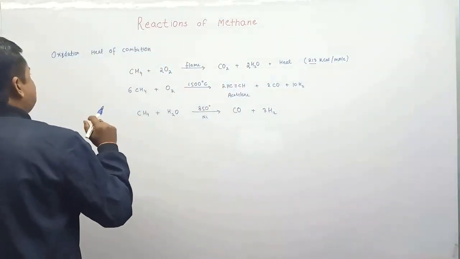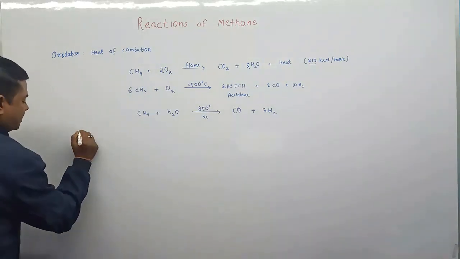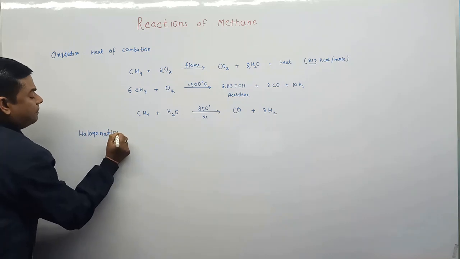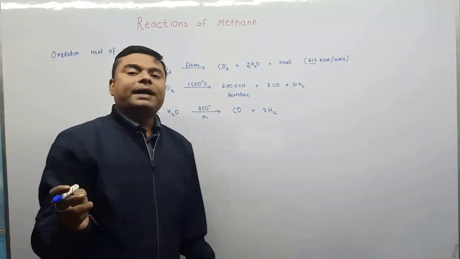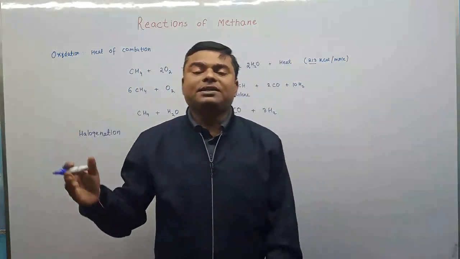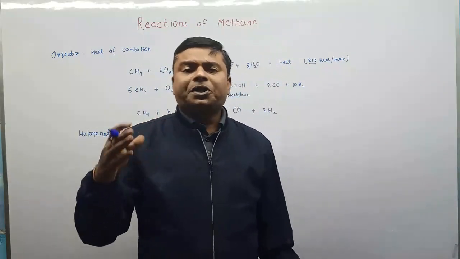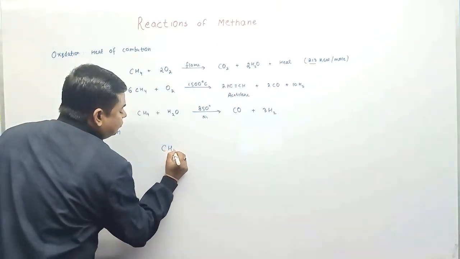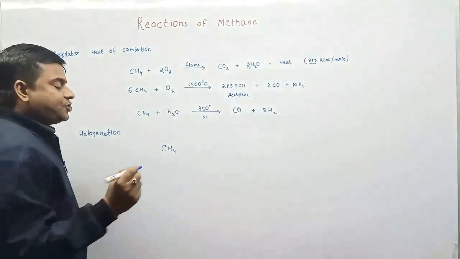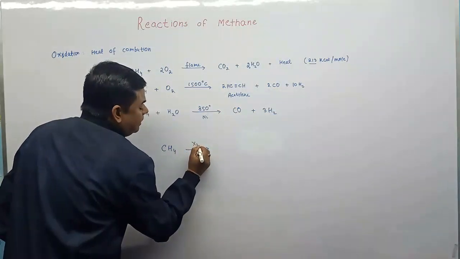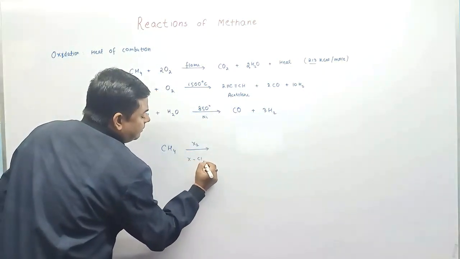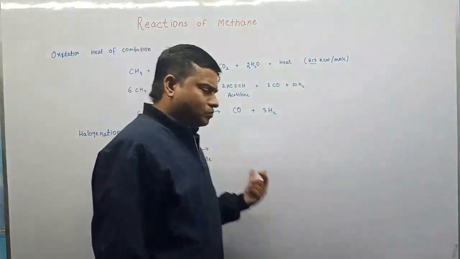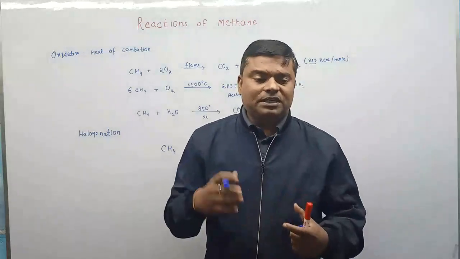Another type of reaction of methane is halogenation. Halogenation means replacement of one of the hydrogens by any halogen. This halogen generally is chlorine or bromine, and with iodine the reaction is too slow to be considered. So we have the reaction CH4, this is methane, when treated with any type of halogen. Halogen may be X, may be chlorine, may be bromine, generally, because with fluorine and iodine the reaction is too slow.